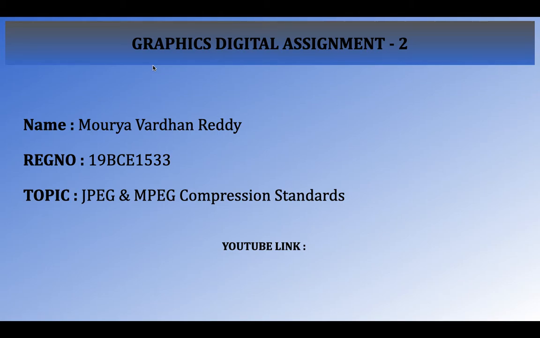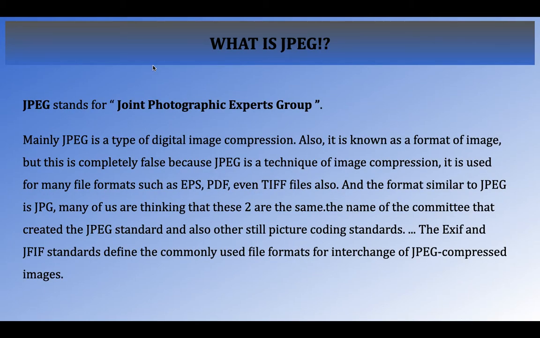Today we're going to discuss JPEG and MPEG compression standards. So, what is JPEG? We all know that JPEG stands for Joint Photographic Experts Group, and what people commonly think is that JPEG is a type of digital image compression, also known as a format of image. But this is completely false, because JPEG is a technique of image compression and it is used for many file formats such as EPS, PDF, and even TIFF files also.